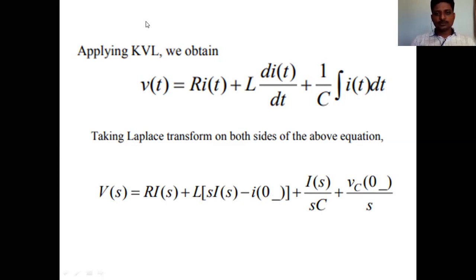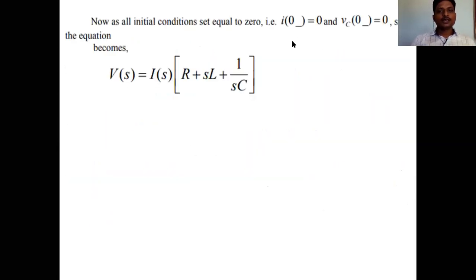As we already assumed that the initial current flowing through the inductor and the initial voltage across the capacitor are 0, we are going to make these two terms 0. Once you make them 0, we can simplify the equation. With initial conditions 0, the equation can be modified as V of s is equal to I of s, taken as common, times R plus Ls plus 1 by Sc. That is the simplified equation after applying the initial conditions.